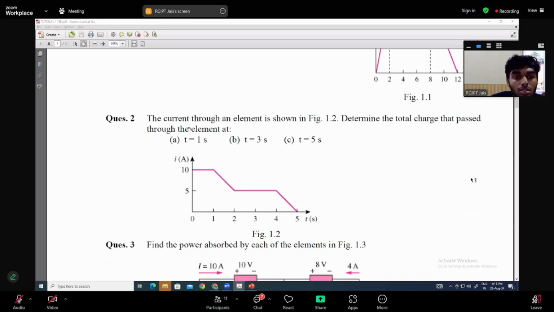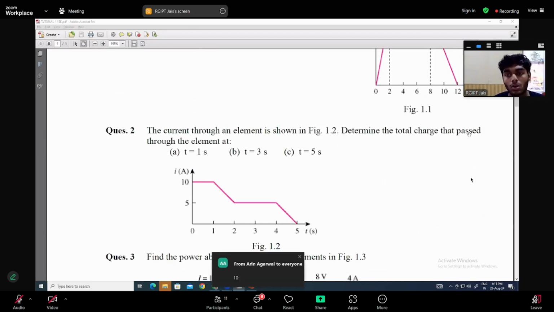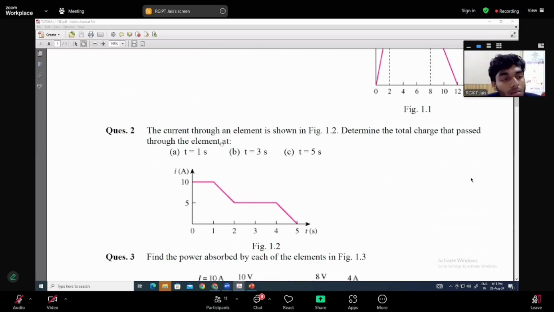Moving on to the second question. The current through an element is shown in figure 1.2. Determine the total charge that passes through the element at t is equals to 1. Answer 10. Arun Agarwal. Okay. We have to write it with the units also. 10.